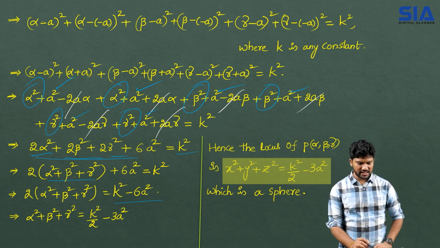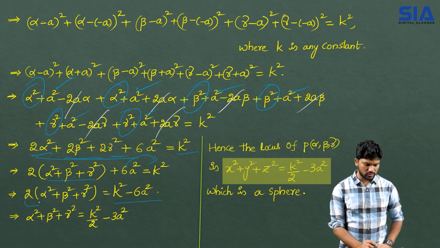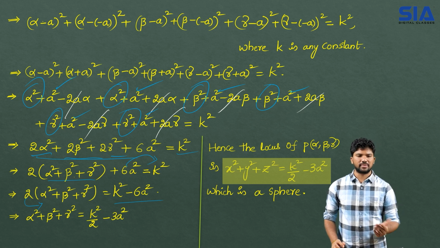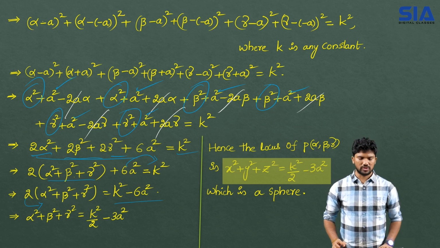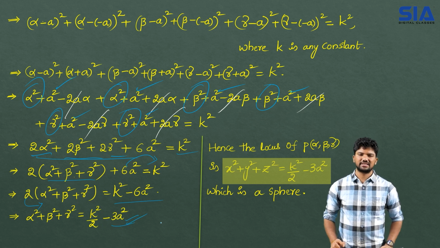Now send that 6a square value to RHS, then k square minus 6a square. Now send this 2 value to RHS. Alpha square plus beta square plus gamma square is equal to k square by 2 minus 6a square by 2, and 6 by 2 means we'll get 3a square.